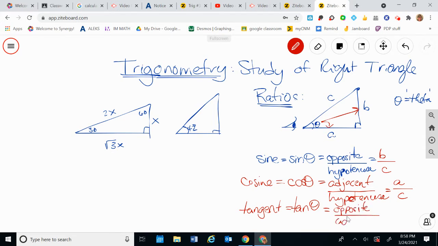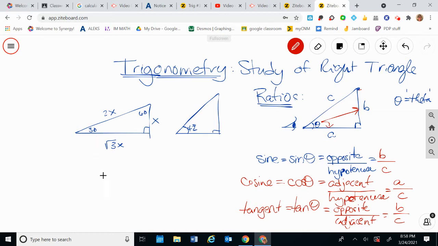Opposite over adjacent. Now, what are we actually talking about when we say opposite and adjacent? We're talking about the lengths of the sides, you guys. The actual lengths of these sides, okay? We'll talk about that in our problems today, but these are important to know. You have to remember them.